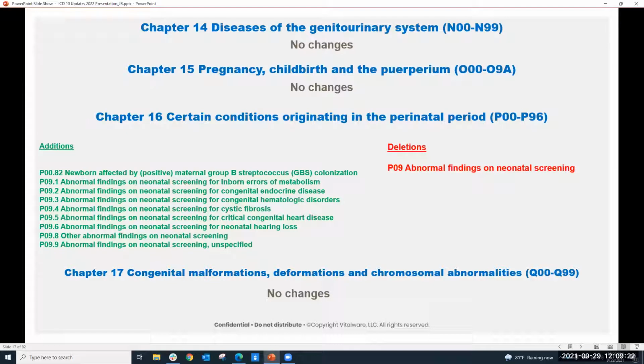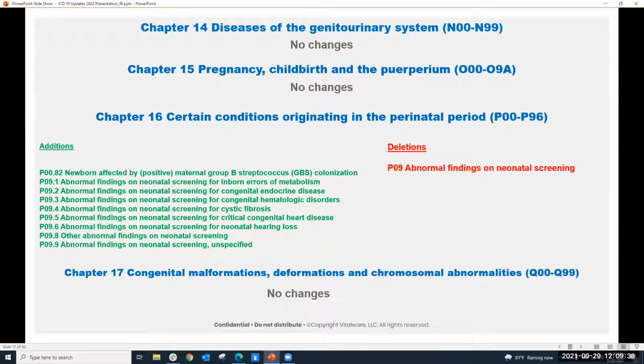Chapter 14, we have no changes. Chapter 15, we have no changes. Chapter 16, we do have some additions here, and we do have one deletion, the P09. This has been expanded to be more specific within the additions.